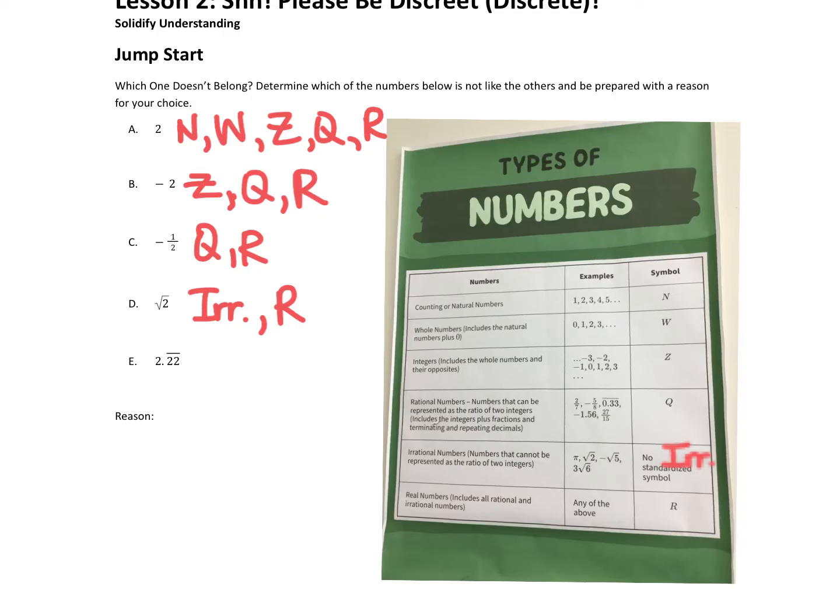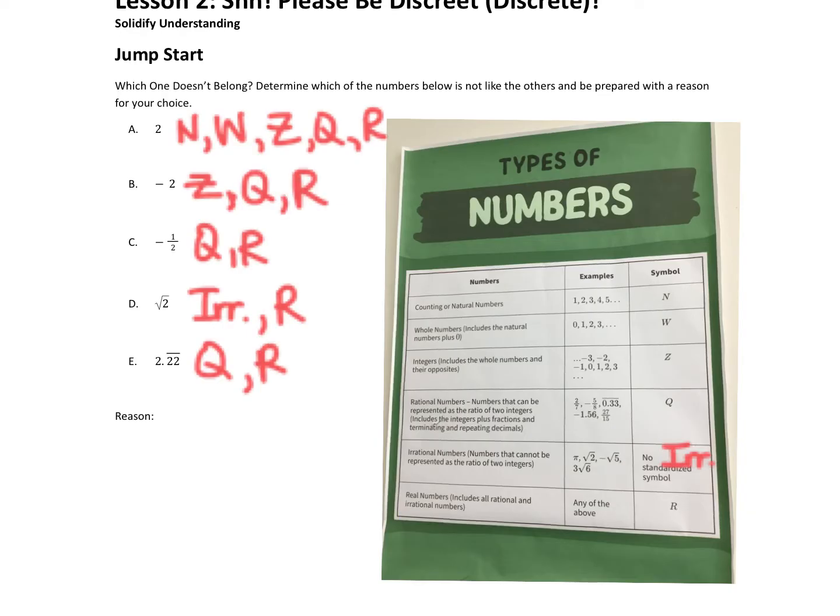The last one is 2.2 repeating. That one is not a natural number, it's not a whole number, it's not an integer. It is definitely a rational number, right? Because it's repeating, like 0.33, 0.22, that's repeating. So I can definitely have it as a rational number, and all rational numbers are included in real numbers.